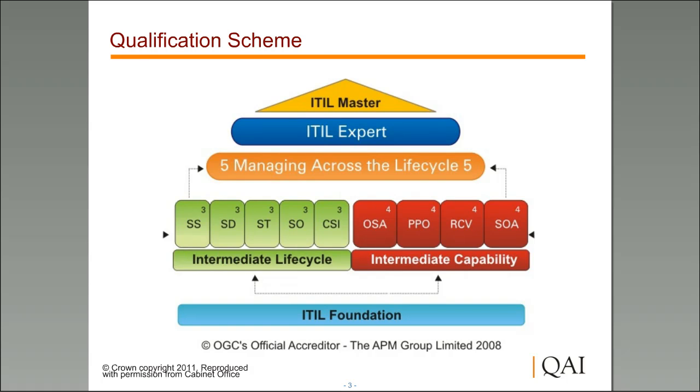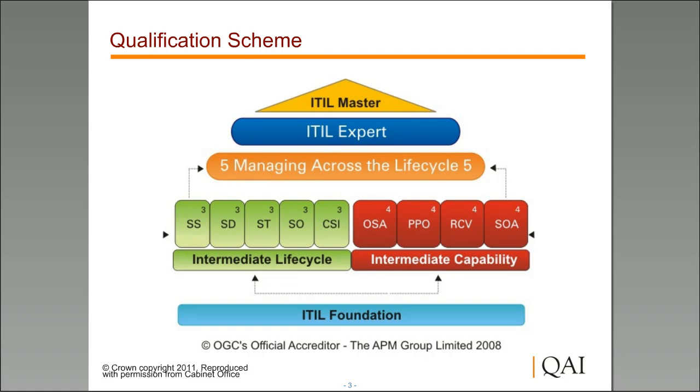So let's say someone is involved in day-to-day kinds of releases and changes. For him or her, the most suitable would be release, control, and validation, which is the RCV module from the intermediate capability. But for a person who is managing these kinds of things, the module that would be applicable would be service transition.